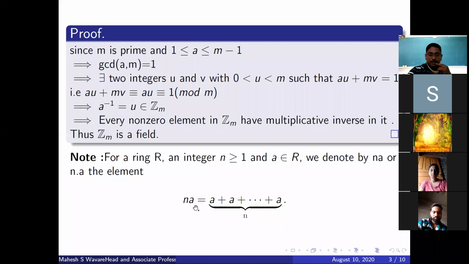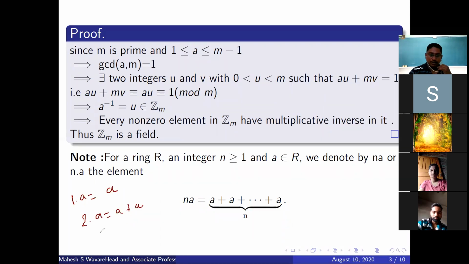This was another part. And here one thing is applied that we just understand in this note. We have explained this part earlier. Here you are taking the natural number n and any ring R, a belongs to R. What is the meaning of n into a? Suppose n is 1, so it is written as just a. Suppose n is 2, it is a plus a. So that many times you are going to add. If n is 3, then a is added 3 times.